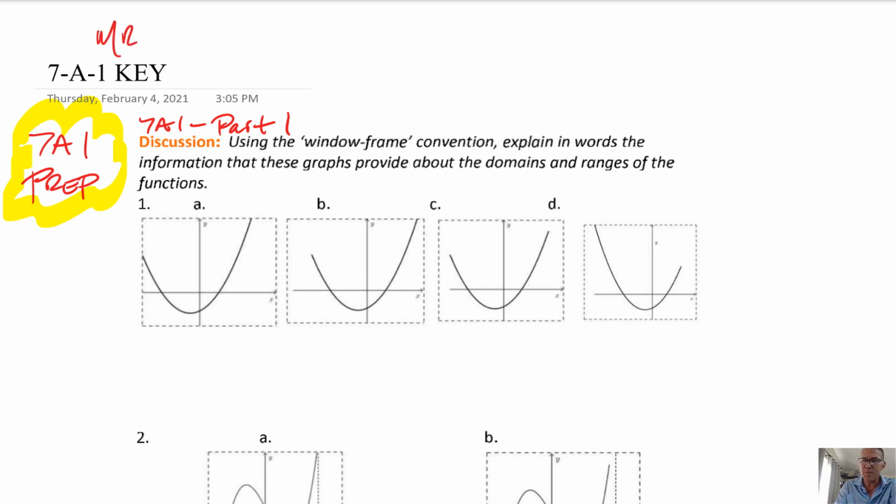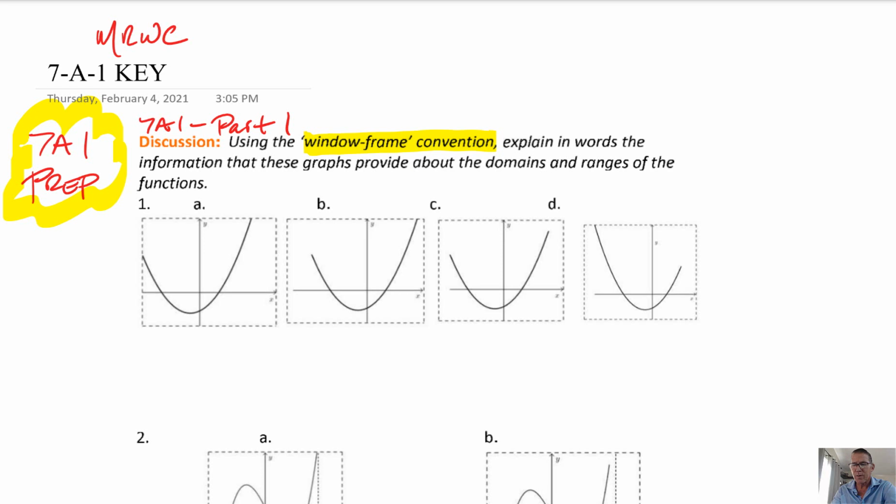We're in section 7, and we're going to start our first activity, 7A1, with some discussion points. What we want to do is talk about what's called the window frame convention. How do you interpret these graphs in respect to their domain, their range, their minimum and maximum values of both the domain and the range?